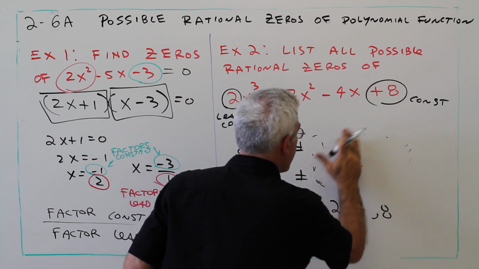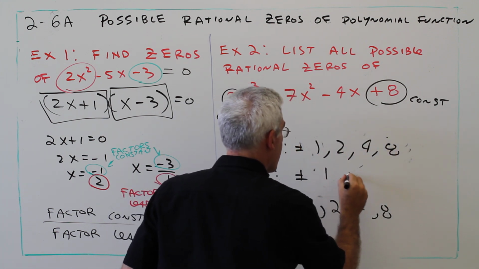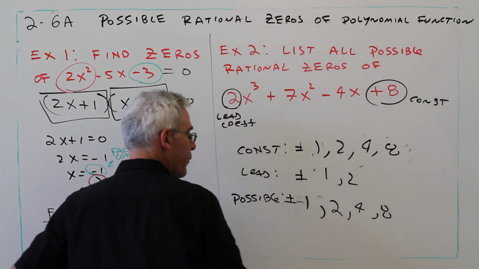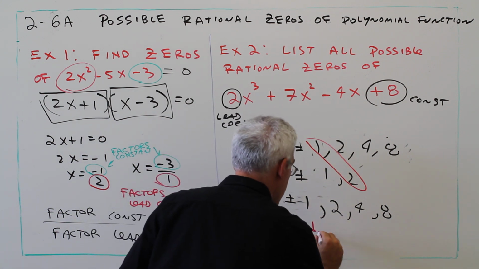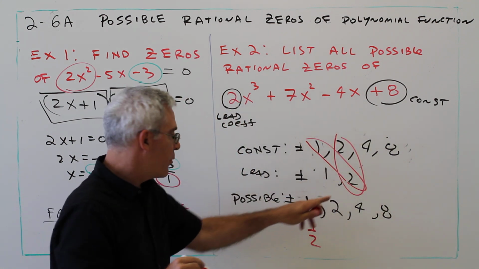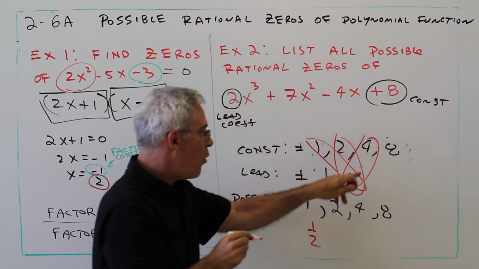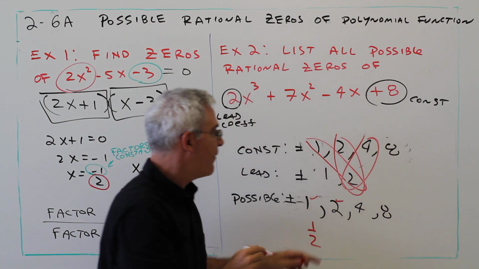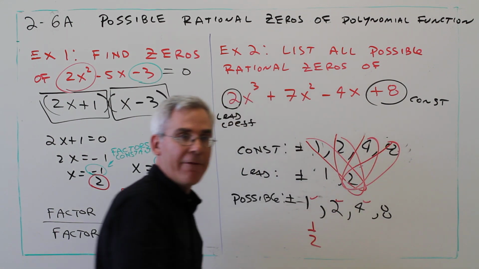Let me just rewrite this. 1, 2, 4, 8, 1, 2. I'll use a different color. So I've got 1 over 2. 2 over 2, which is 1, have it. 4 over 2, which is 2, have it. 8 over 2, which is 4, have it.